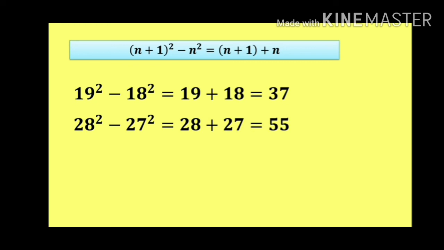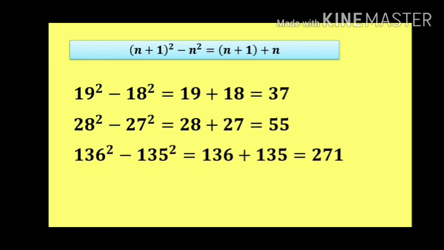That means if we find the square of 28 and the square of 27 and subtract, we will get 55. But it takes a lot of time. So this property is very useful when we are finding the difference of consecutive squares. Similarly, it can be a 3-digit number also. So 136 square minus 135 square, it's a large number. So instead of doing that, we can just add the two numbers and get the answer.